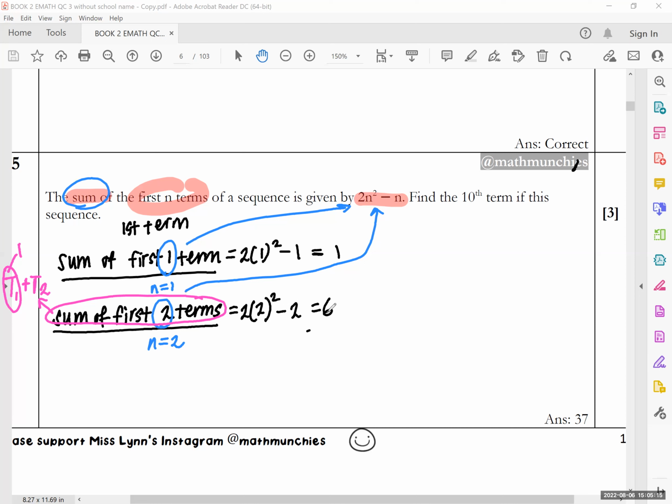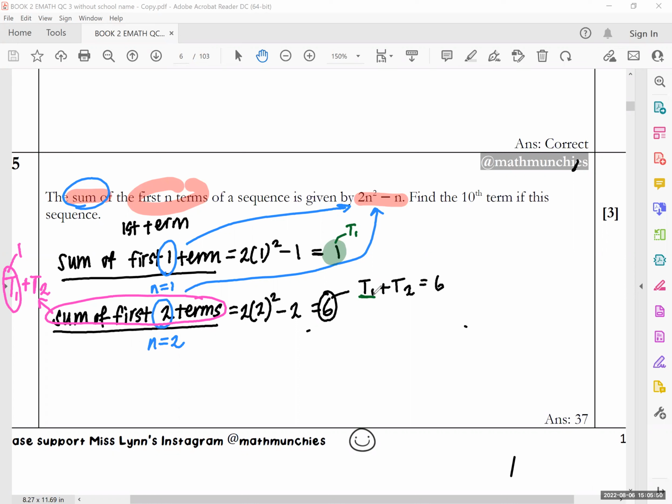6. So what does this 6 mean? This 6 means T1 plus T2. And do I know what T1 plus T2 is? Yes, T1 plus T2 gives me 6. And I know from earlier on that this 1 is actually referring to T1. Correct? So from here, do you think you can find T2? How to do it? 6 minus 1 from the previous one, right? So let's move on again.